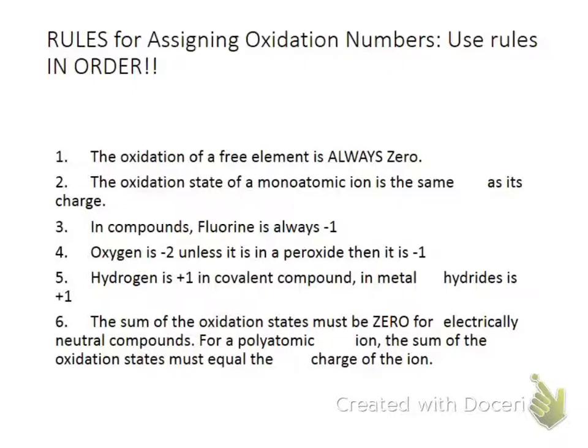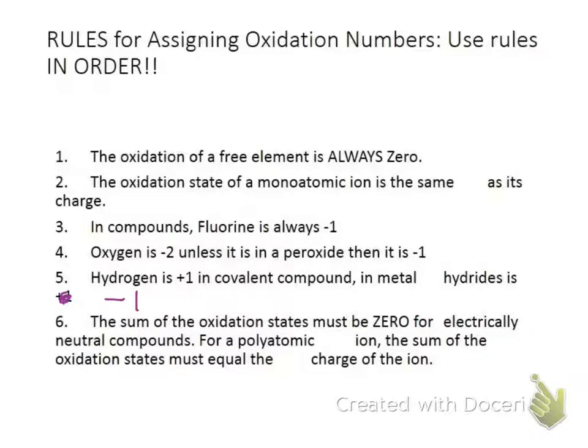If it's a monoatomic ion, mono meaning one, the oxidation state is the same as its charge. So sodium plus one has an oxidation state of plus one. In compounds, fluorine is always going to be negative one. Oxygen is most of the time going to be negative 2, unless it's in a peroxide, such as hydrogen peroxide, then oxygen is negative 1. Hydrogen is plus 1 in covalent compounds, but if it's in a metal hydride, it's negative 1. Sorry, I just caught that.